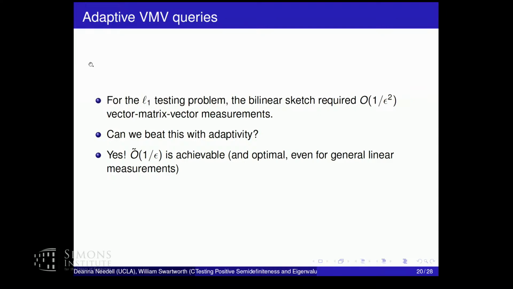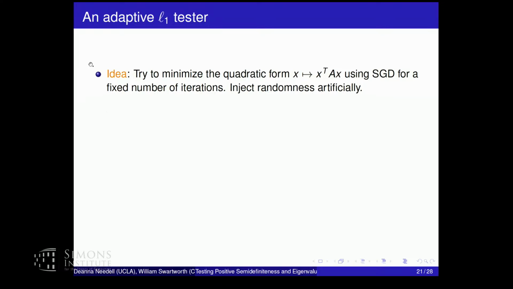But so how do we do this? What's the rough idea? The idea is, well, we're trying to minimize this quadratic form x transpose Ax, right? We're trying to see if this value ever gets negative. That means it's not PSD. And we're going to run a kind of cheap gradient descent here, which uses very few matrix-vector-matrix queries.